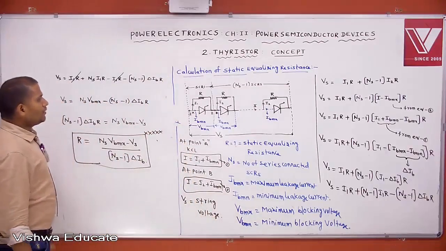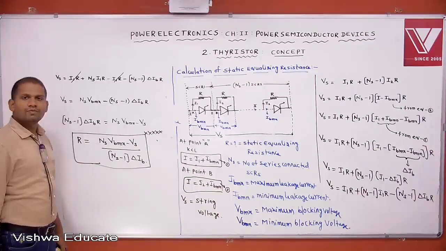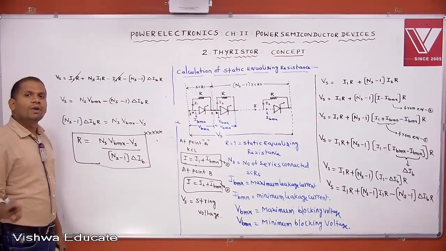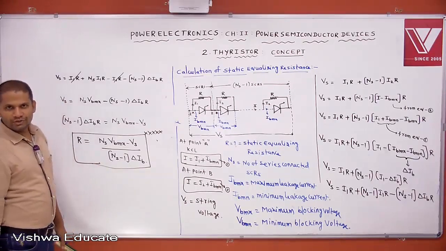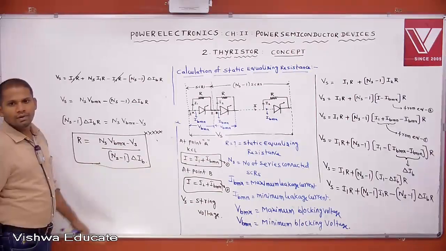This value of R we can connect for approximate equalization of static VI characteristics. That is for equalization of which one? Voltage distribution in series connection. This is the resistance we can connect.